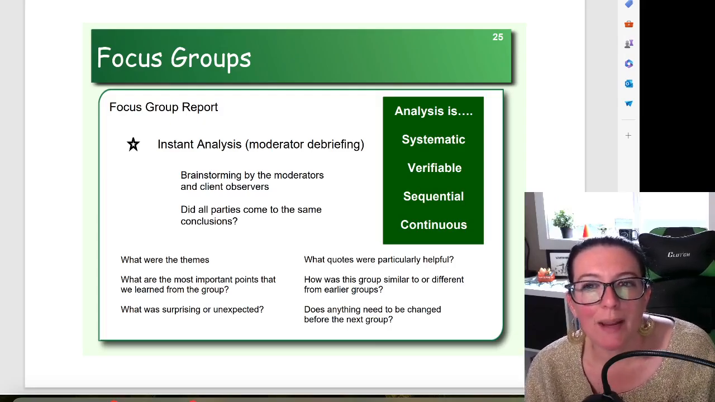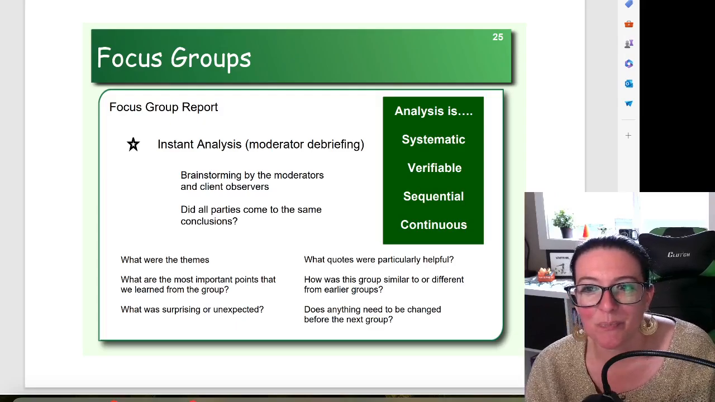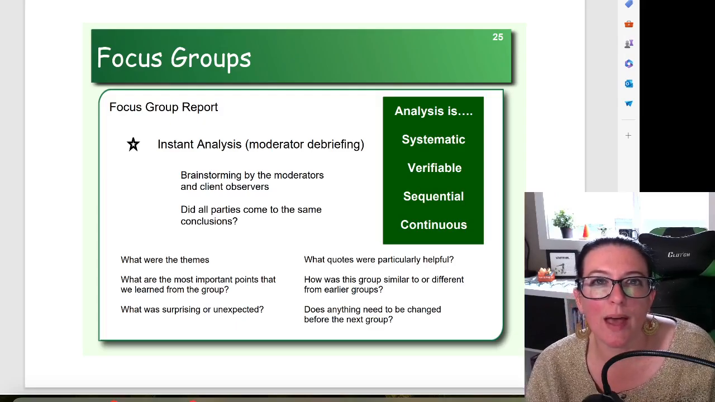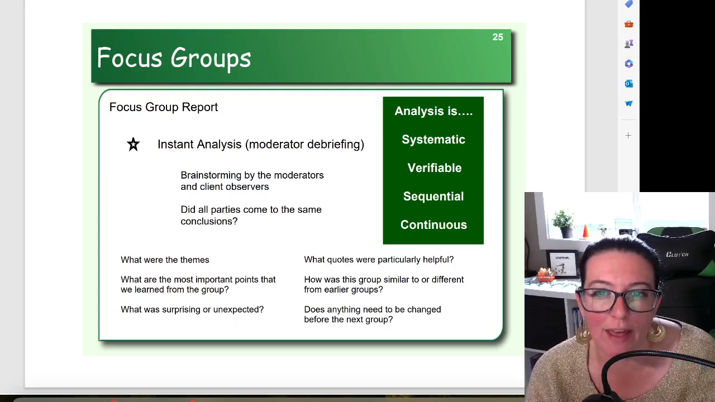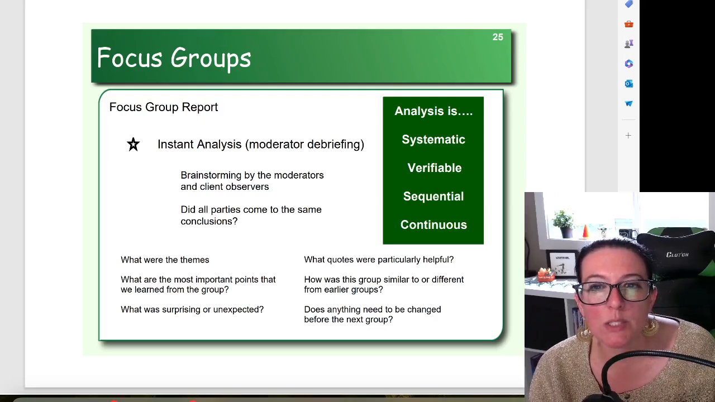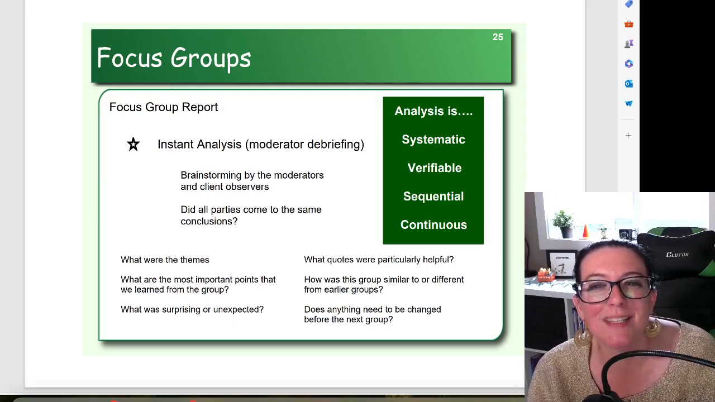Well, you have a moderator debriefing immediately after your focus group. So we do some instant analysis. Instant analysis is to get the moderator and the moderator team, anyone who was hosting the event, to brainstorm how well it went and what they heard. If you have your client standing behind a glass who observed it, what did they hear?